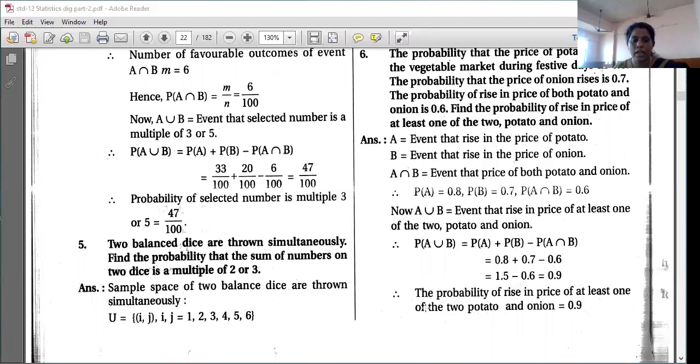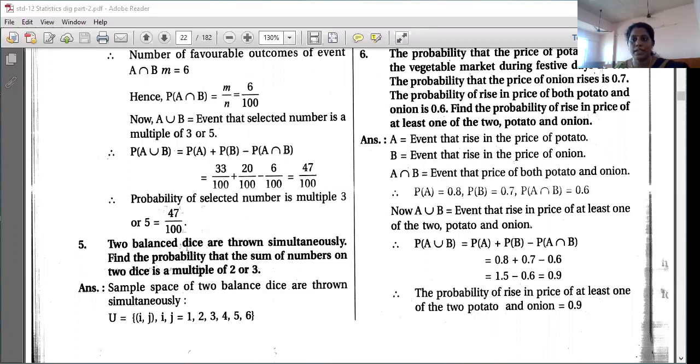B, right? And our formula is P of A union B is equal to, according to the law of addition, P of A plus P of B minus P of A intersection B. So this is our formula. So one by one you have to find, first of all you have to find P of A, then P of B, then P of A intersection B. So let's start with our sum.